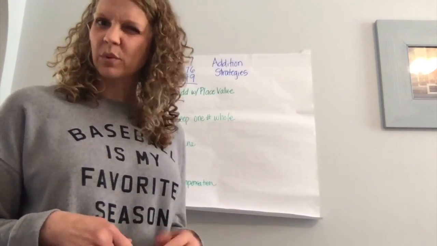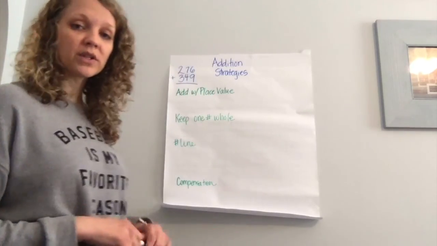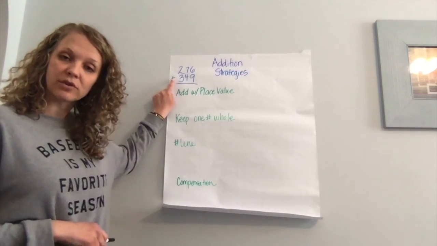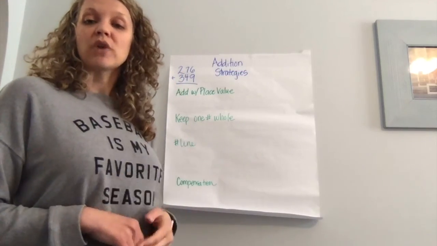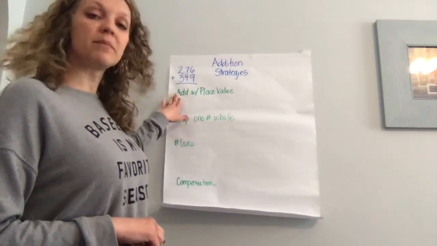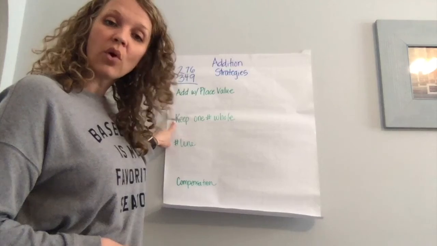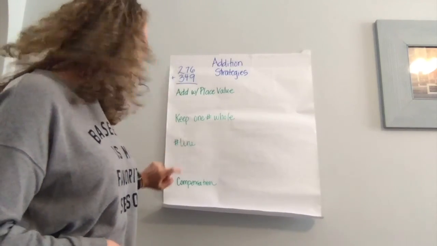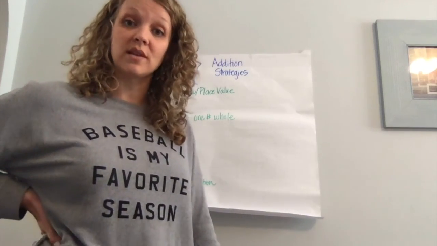So in this case, like I said, I'm going to use one problem. So I'm not really going to highlight that, but I will talk to you hopefully a little bit about each strategy and what kinds of numbers might lend themselves to that. Or maybe you could be thinking about that while we're looking at the problem. So the problem that we're going to do today is 276 plus 349. So I'm going to show you a couple different strategies. The strategies that we talk about in second grade are adding using the place value. We're going to talk about keeping one number whole. We're going to talk about using a number line. And we're going to talk about compensation. So these are the main strategies that you would see your students using.